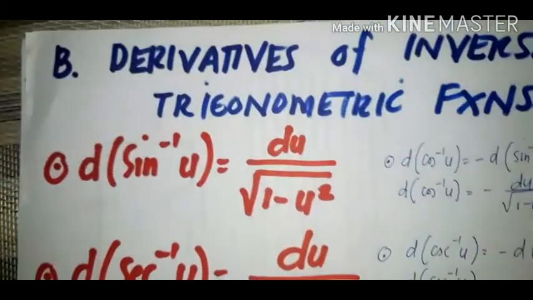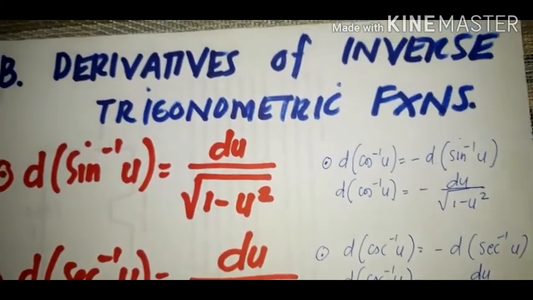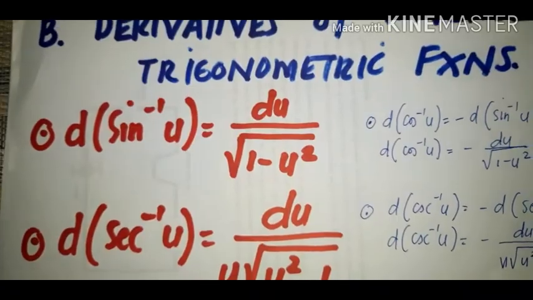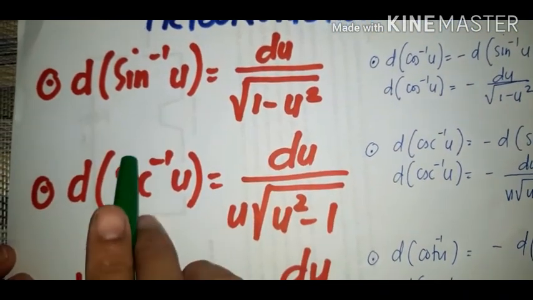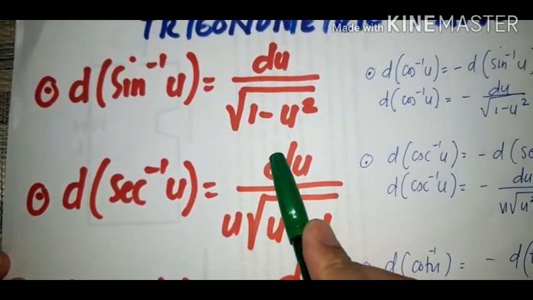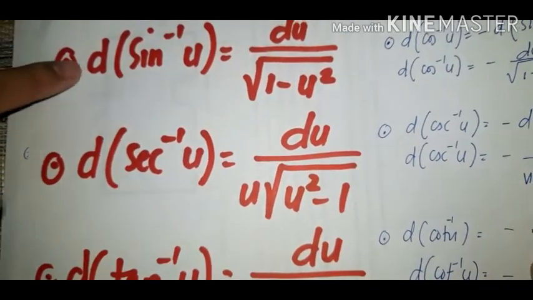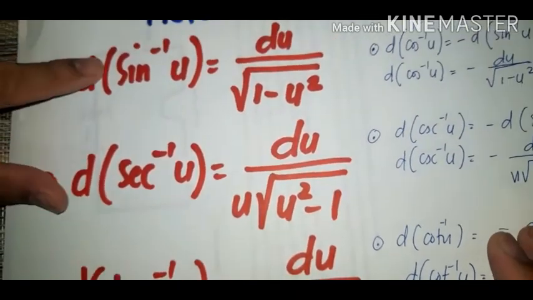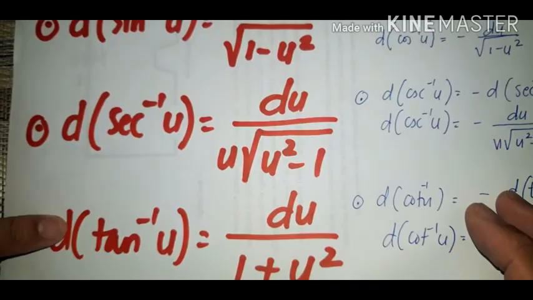Okay, next is derivatives of inverse trigo functions. So, meron tayong derivative of arcsine, which is du over square root of 1 minus u squared. Binigyan ko lang ng highlight yung derivative ng inverse sine, inverse secant, at saka inverse tangent.